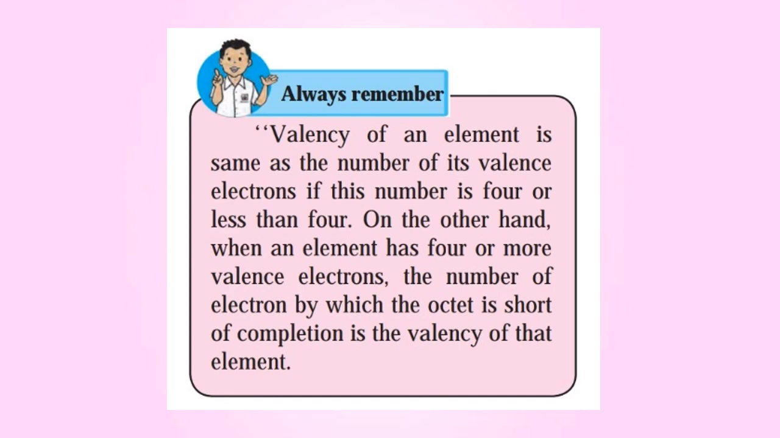Always remember, valency of an element is the same as the number of its valence electrons if this number is 4 or less than 4. On the other hand, when an element has 4 or more valence electrons, the number of electrons by which the octet is short of completion is the valency of that element. Always remember this, students.